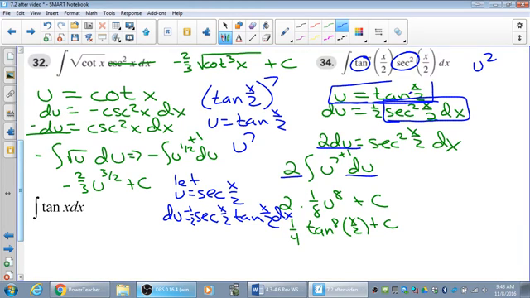Good questions. It's like on 32. Okay, let's go back to 32. What do you got? So you picked cotangent because it's the derivative of cosecant? I picked cotangent because the derivative of cotangent is negative cosecant, and the negative doesn't mess anything up. That's not going to be a problem. Okay, so we're looking for a function and its derivative.